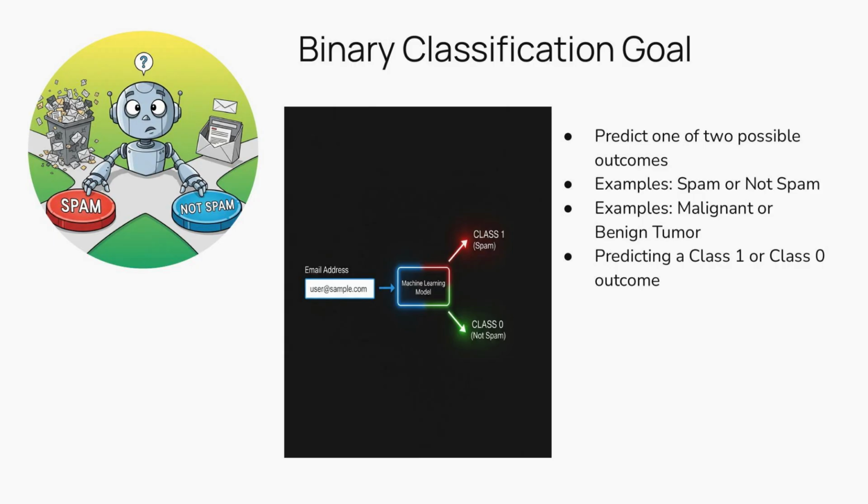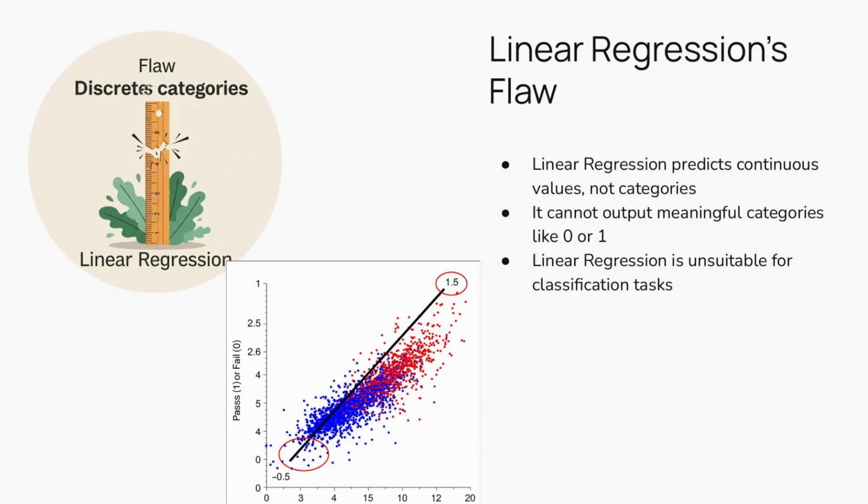Now, your first instinct might be, hey, we learned how to make a line. Can't we just use that? And this is the critical first question. Why can't we just use linear regression? Well, look at this. Let's say we plot hours studied versus pass 1 or fail 0. The data is clustered at y equals 0 and y equals 1. If we try to fit a linear regression line to this, we get two massive problems.